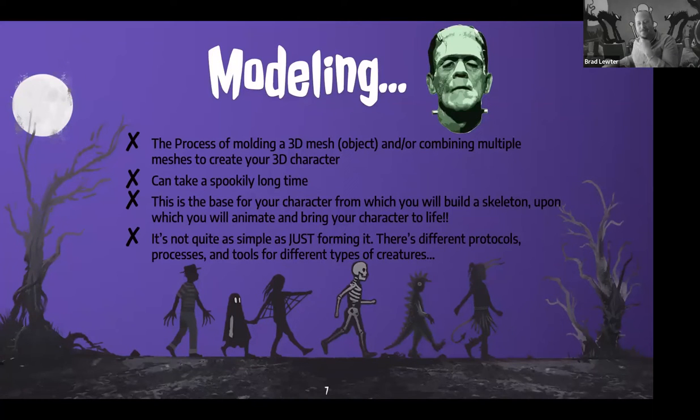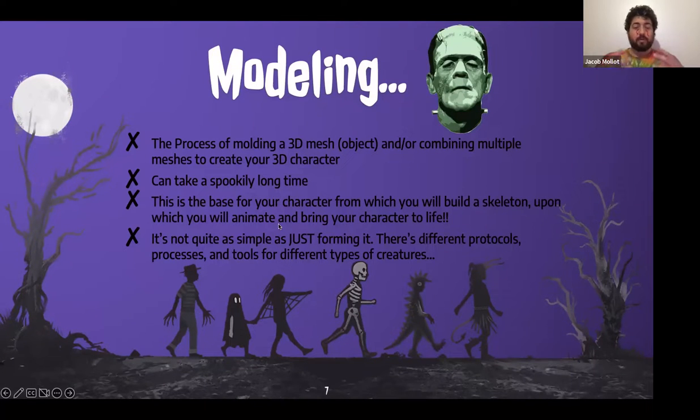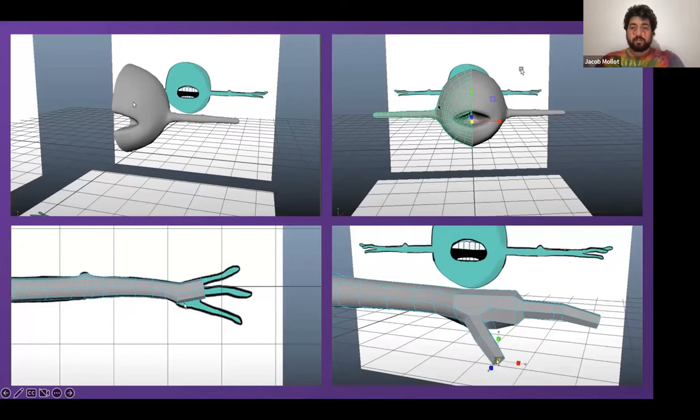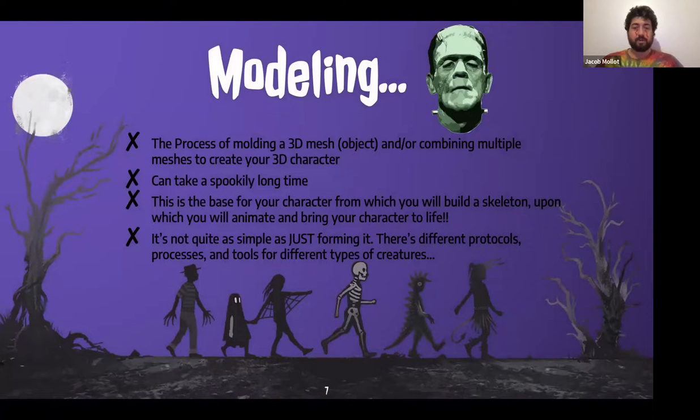Modeling is the process of molding a 3D mesh, which is just an object. I mean, that's the easiest way to describe what it is. It's called a mesh because you ever see like 3Ds, a bunch of these squares, and it looks kind of like a mesh, so that's why it's called mesh. So I'll be saying mesh probably a lot, or combining multiple meshes to create your 3D character. And it can take a spookily long time to do so, trust me.